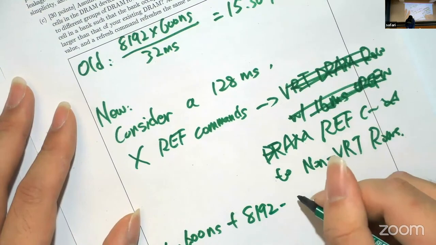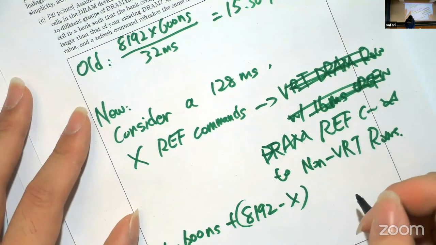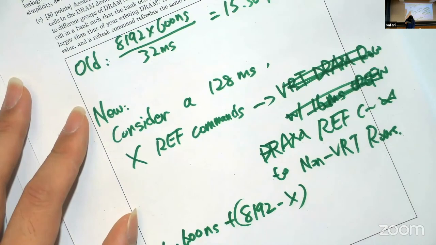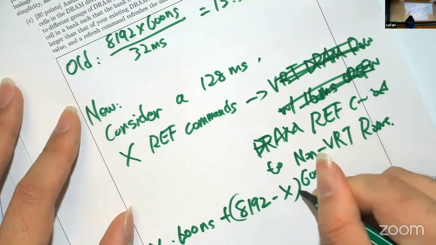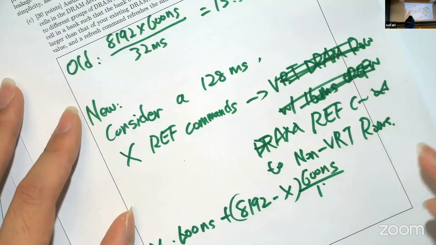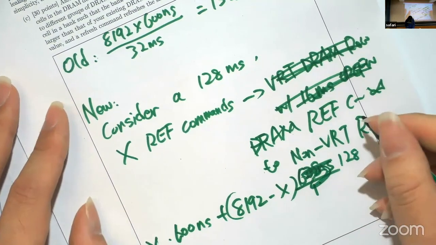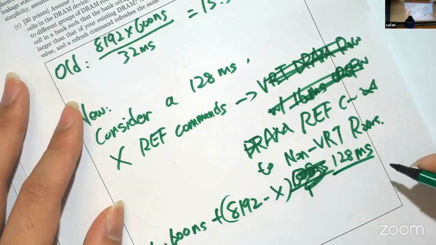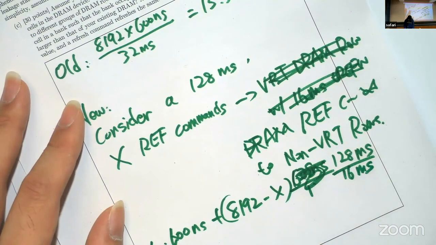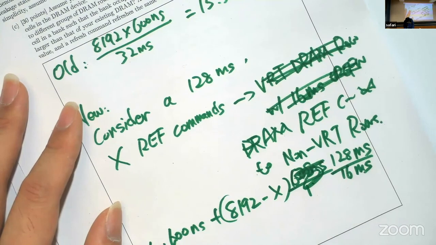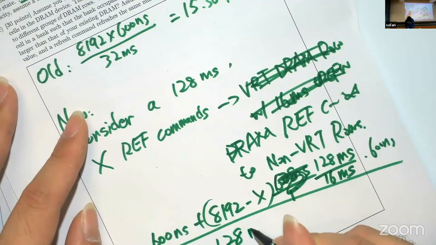8K minus X, which is the refresh commands to the DRAM rows with VRT cells, and they will have to be refreshed 128 millisecond over 16 millisecond, because they have to be refreshed that many times as often, and also times 600 nanosecond over 128 millisecond.